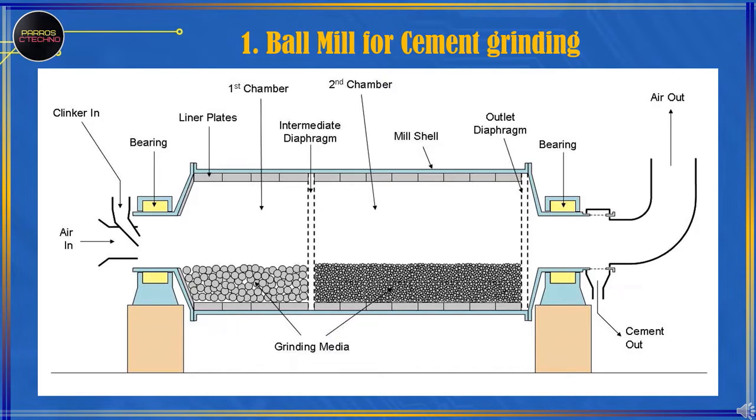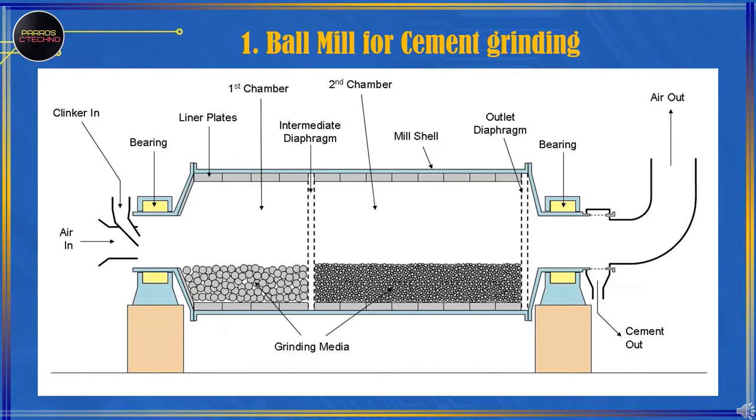In general, the ball mill is divided into two chambers which are bounded by a diaphragm. The first chamber is used to crush large materials, then the second chamber is used to grind the material from the first chamber. The ball mill is equipped with trunnion bearings at the inlet and outlet of the mill, so that the ball mill can be rotated smoothly using a driving motor.